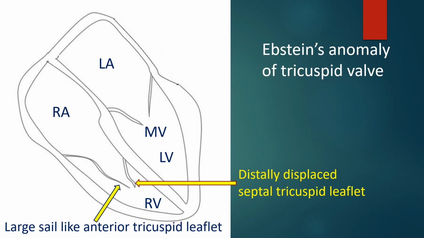The split of S1 is not audible usually, but may be heard in right bundle branch block and Epstein's anomaly of the tricuspid valve. In the latter condition, loud tricuspid component, that is T1, is known as sail sound, and it is due to the closure of the large anterior tricuspid leaflet.